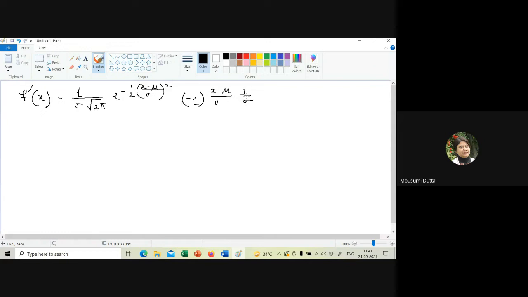Please check whether other people are getting the same. 2 is cancelled, since it is x minus mu whole square. So it will be 2 into x minus mu. So 2, 2 will be cancelled. And we will get minus 1.